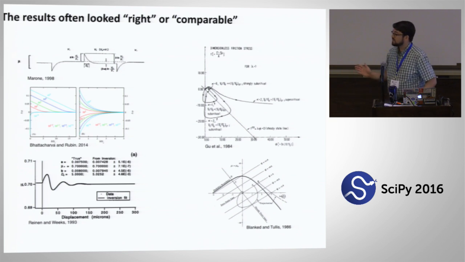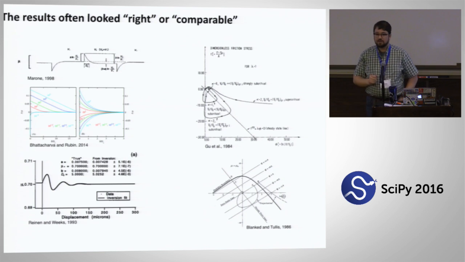In fact, some of these were from the early 80s, where they only ran a dozen models because that was the limitation of the computing power at the time, whereas now we can do a few 100,000 in the same amount of time.